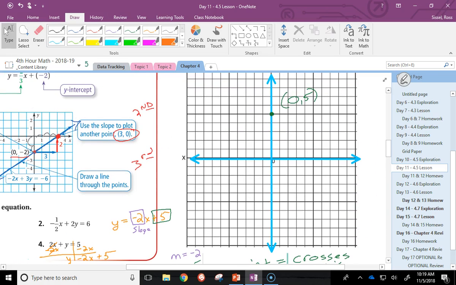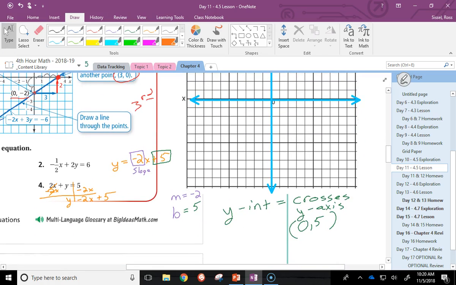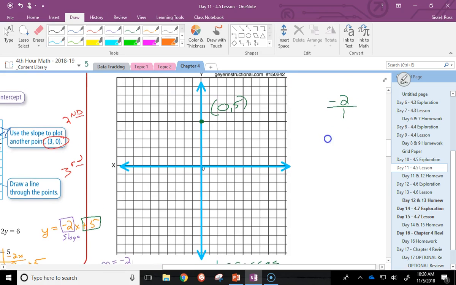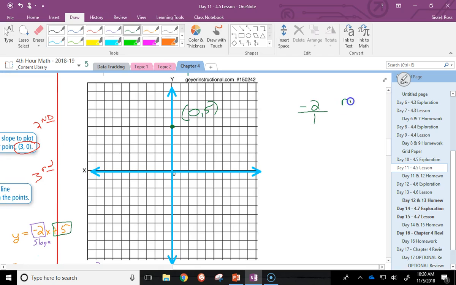Now, what do we do? How do I find any other points? You go down 2. Good. My slope was negative 2. Remember, if my slope was negative 2, that's like negative 2 over 1. Rise over run. Negative 2, I am going to go down 2. 1, 2. Run, I run 1.